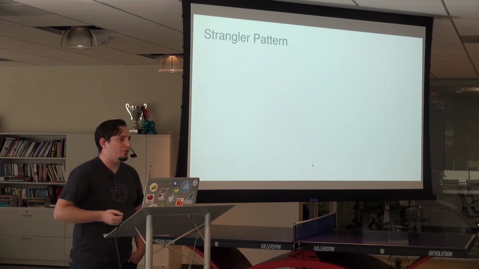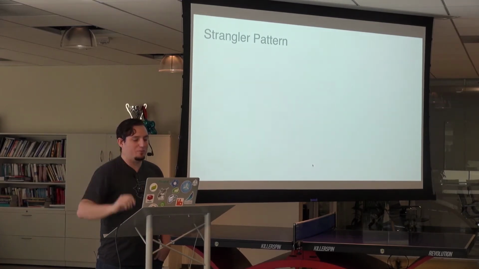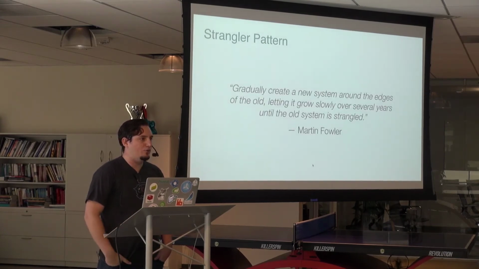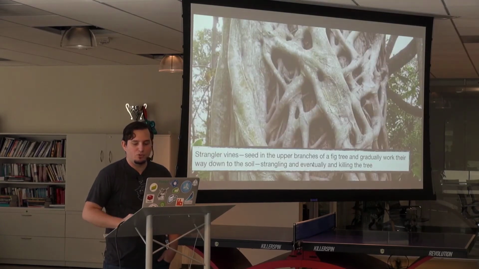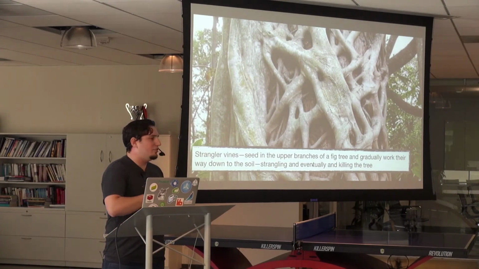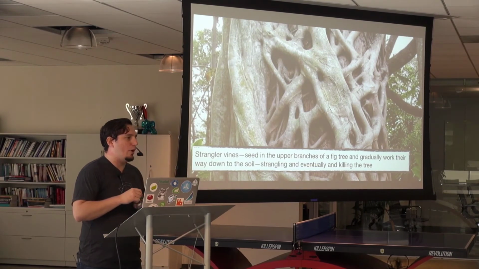What is pretty popular is this thing called the Strangler Pattern. Who's heard of it? Great, a few people. So the Strangler Pattern was introduced by Martin Fowler. And Martin Fowler, back in 2001 or 2002, went to Australia, and he saw this thing called a Strangler Vine. And what the Strangler Vine does is it seeds itself in the upper branches of a fig tree, and it works its way down to the root system, strangling the tree by stealing all of its resources. And what's left is just a stump in the middle, but you have this vine that's grown around it.